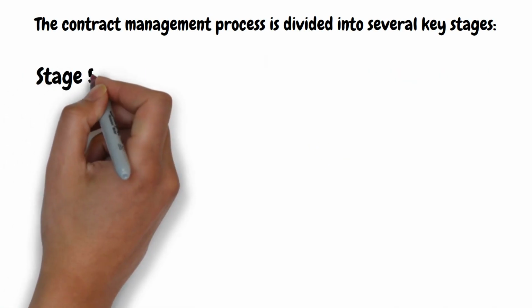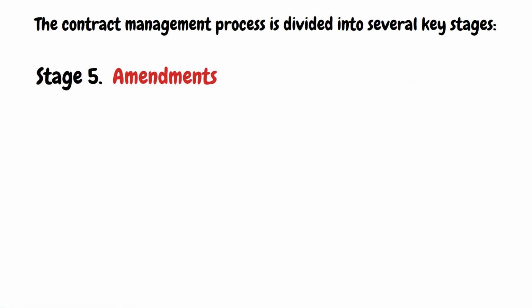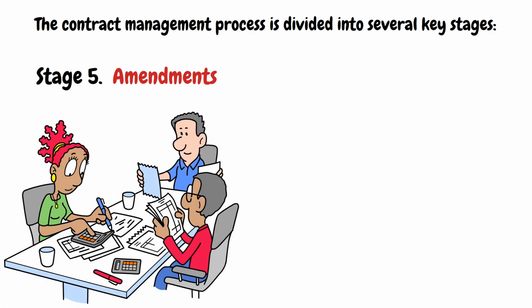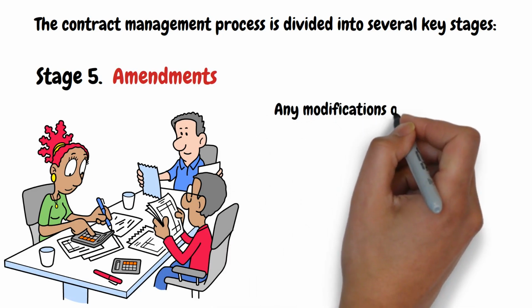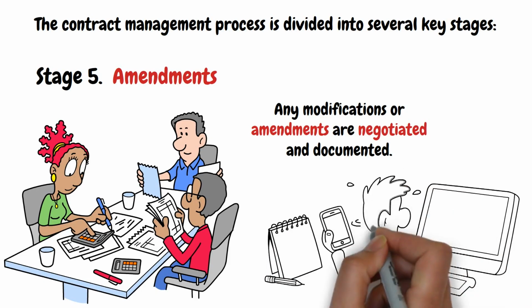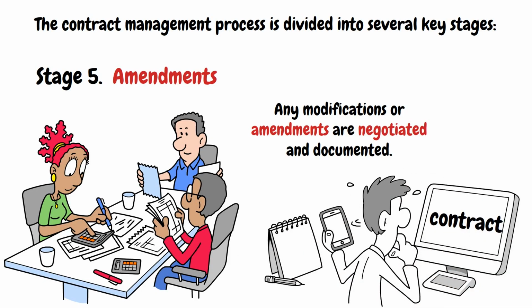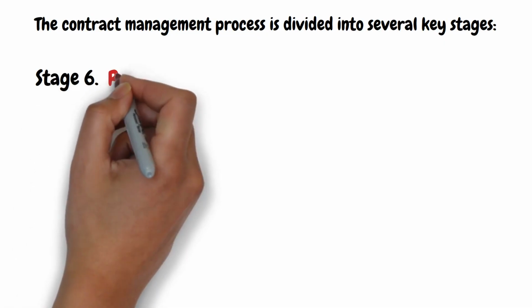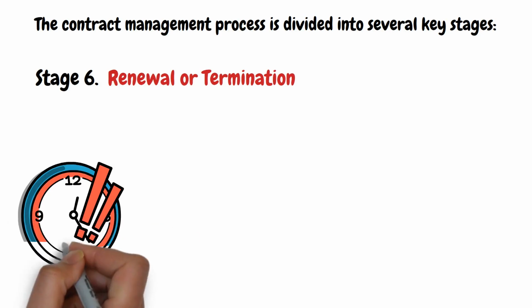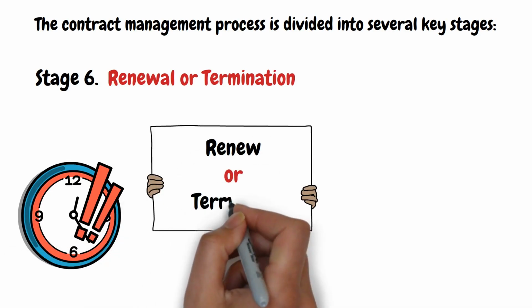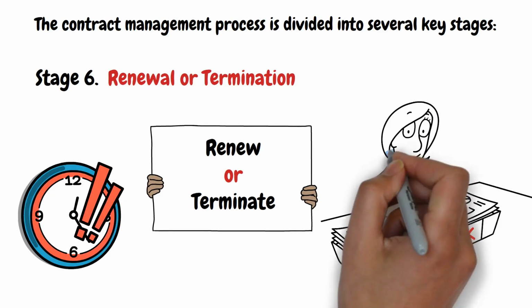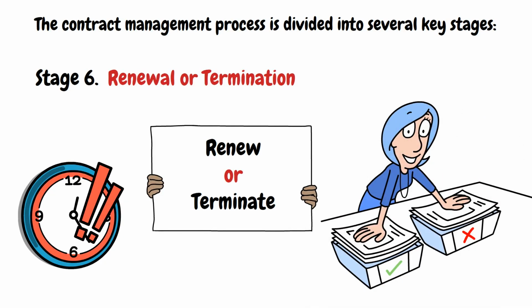Stage 5. Amendments. Sometimes, changes need to be made to the original contract. During this stage, any modifications or amendments are negotiated and documented. Never forget to document the changes formally in the contract. Stage 6. Renewal or termination. As a contract nears its end date, you'll need to decide whether to renew or terminate it. This stage involves evaluating performance and making informed decisions about the contract's future.